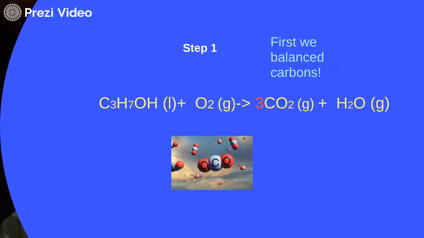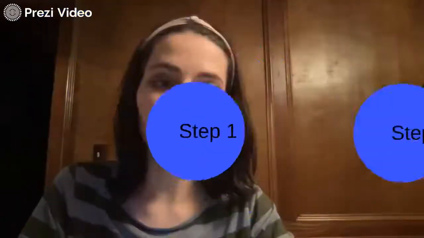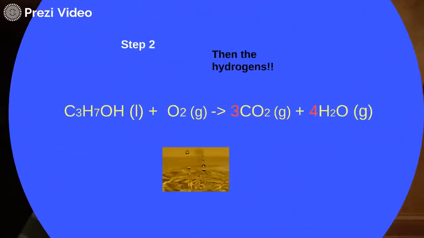So another rule states that the atoms that are free elements always go last. And our oxygen here is a free element, so it goes last, and that leaves us with hydrogen as the second atom that we balance. If you look at the left side, we have 8 hydrogens, and on the right side, we have 2 hydrogens. So we balance hydrogens by adding a coefficient of 4 to the right side of the equation right here.